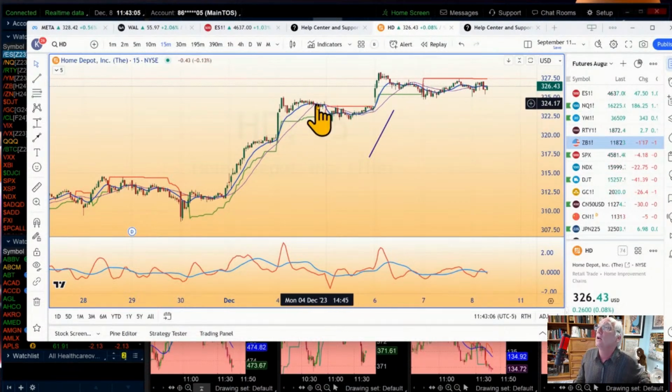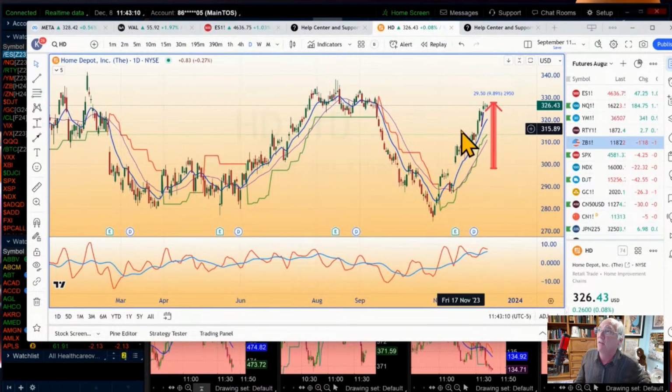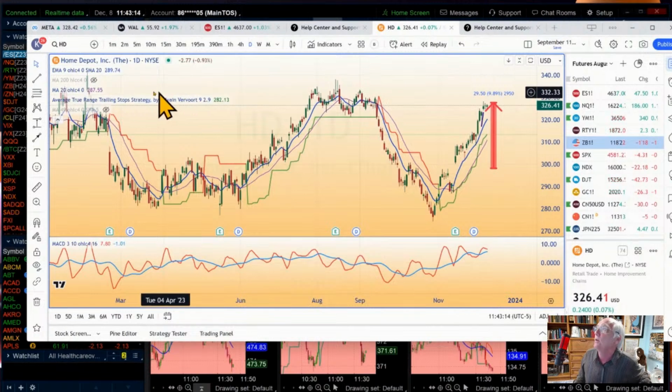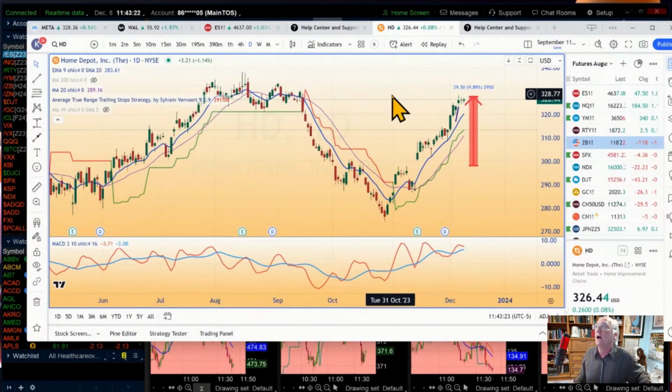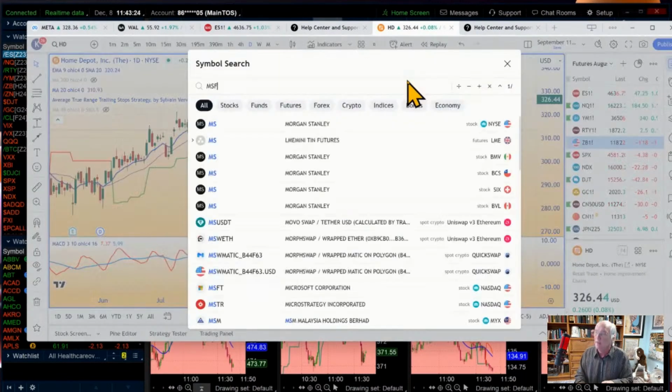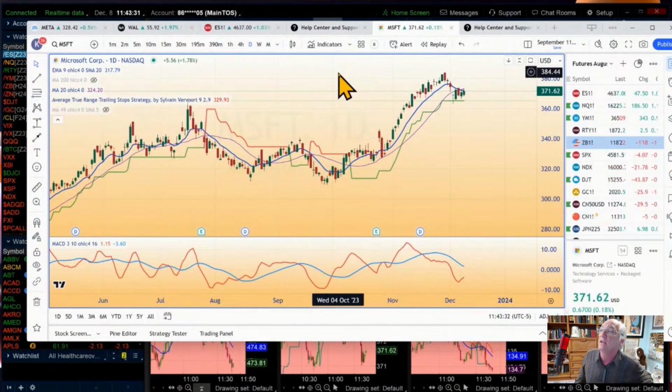So what am I watching in here? I'm watching how extended things are from their 50 moving average, but I really, really need to see some kind of rollover, even on a 9 EMA. And you're going to find that when you go through this, there are certain stocks that are already under the 9 EMA, and those are the ones that have been the best to short on rallies.